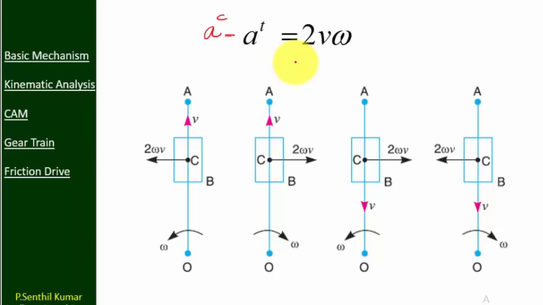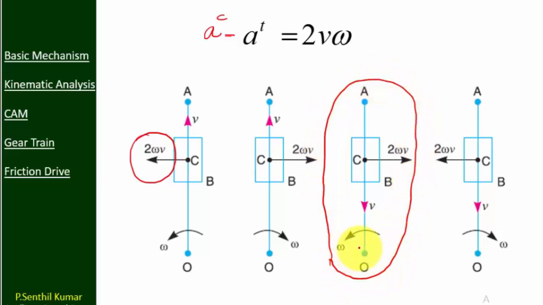Coriolis component equals 2 times V into omega. So there are 4 cases. This is the slider and this one is the slotted bar. When the slotted bar rotates in the anti-clockwise direction and the slider moves in the upward direction, then the Coriolis component should be towards the left. Anyway, we are going to use this condition in the next problem. Here the condition is when the slotted bar rotates anti-clockwise and the slider slides towards O, that is in the downward direction, then the Coriolis component of acceleration should be towards the right.